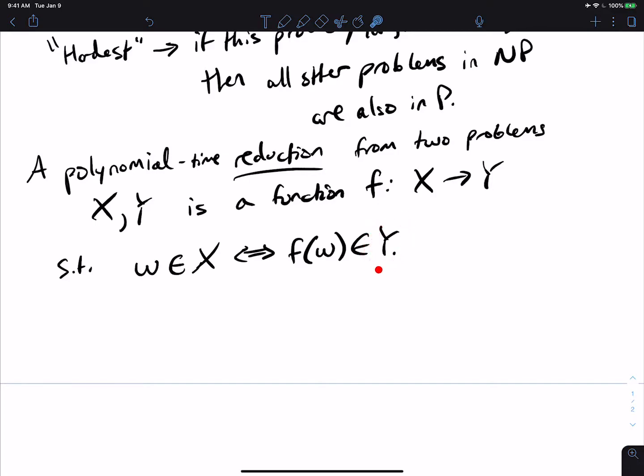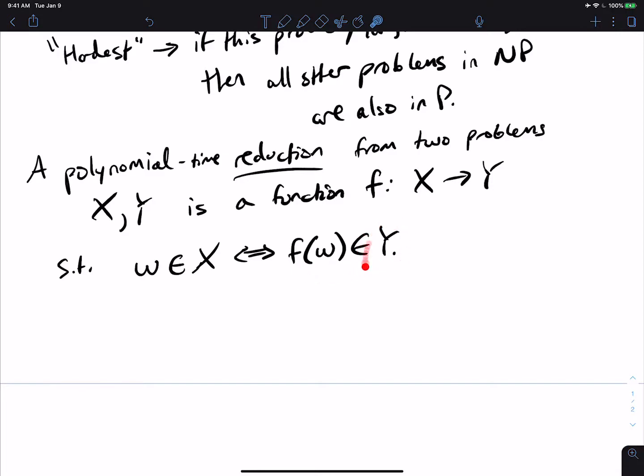Suppose that Y was efficiently solvable. Then what does that imply about the X language? Well, no matter what input we get, we can just apply the function f, run the tester for Y in polynomial time, and the answer of whether f of w is in Y is the same, because of this if and only if right here, as whether the original input w was in X. And we'll see examples of this. But the reason for doing this is that the answer of whether w is in X is the same as whether f of w is in Y.